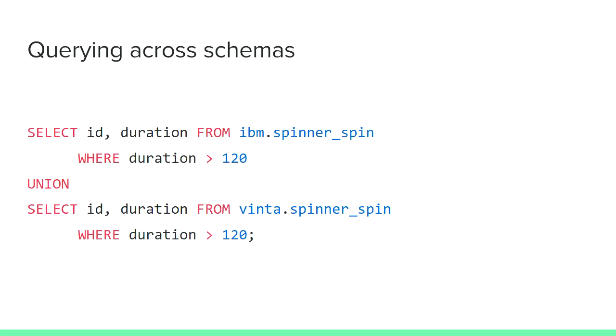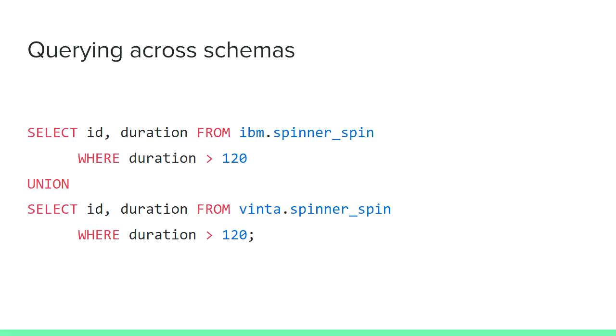One thing we might want to do is query across schemas. And that's a thing that actually gets a little harder. You can do it through Django, but it's going to be a little harder. You can do it straight from SQL using a union. But then we have a problem here.